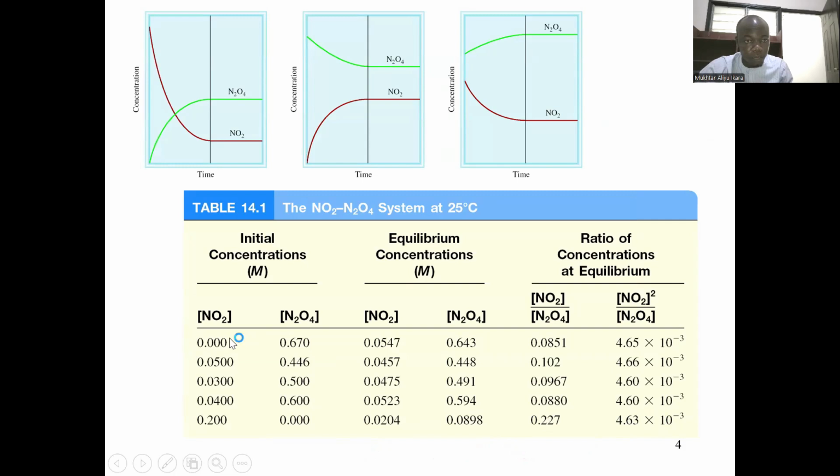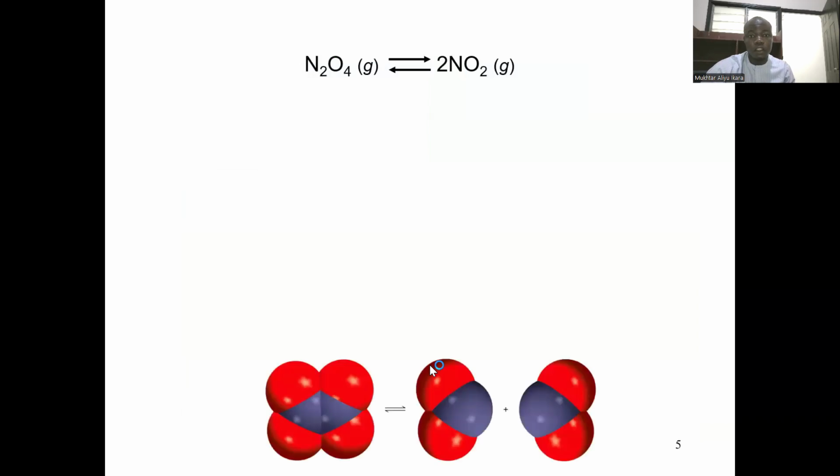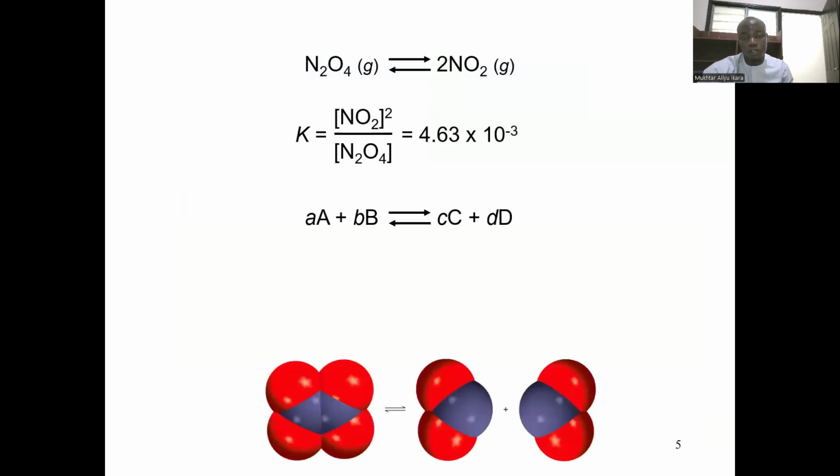So this is experiment 1, this is experiment 2, 3, 4, 5, and this is experiment 5. In experiment 5, if you take these concentrations and this, then we are going to arrive at this. The next thing is this. After we do it, we are going to get 4.63 times 10 to the power of -3.